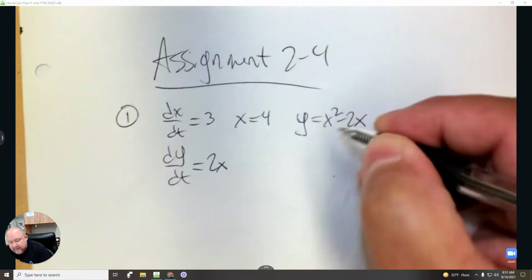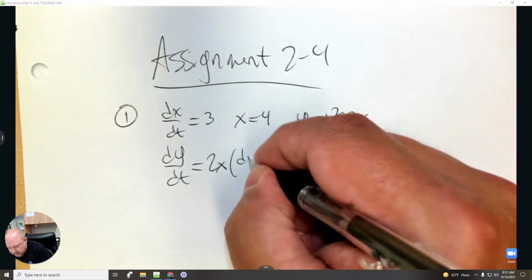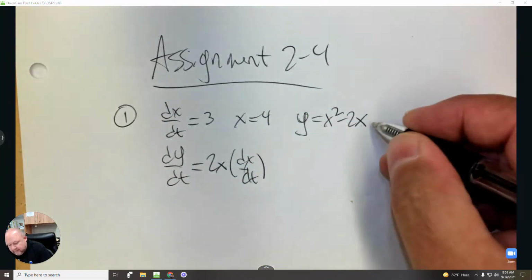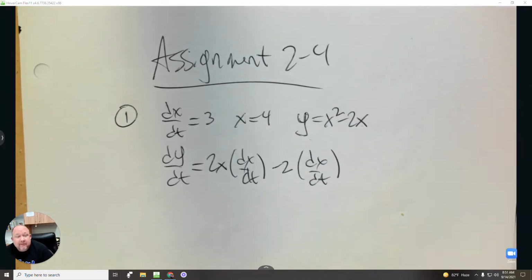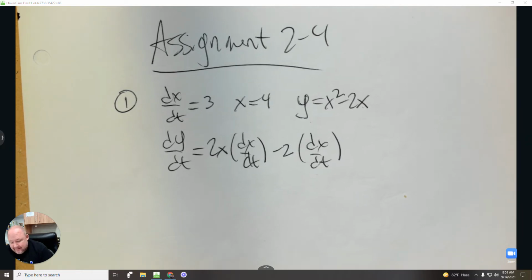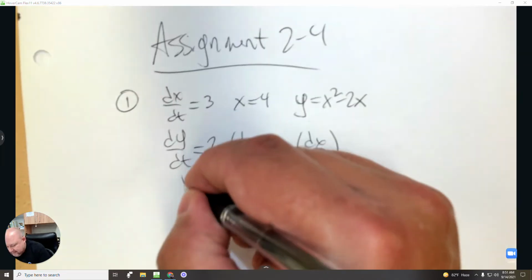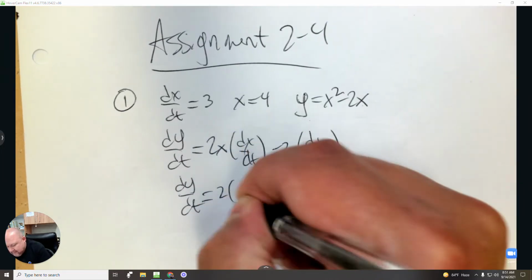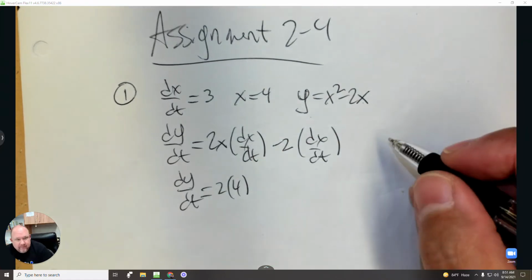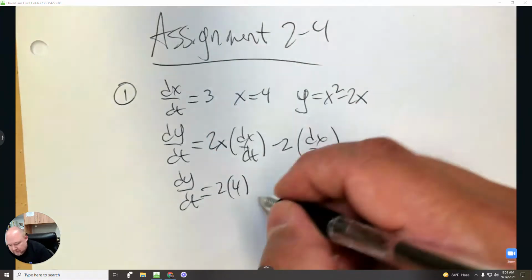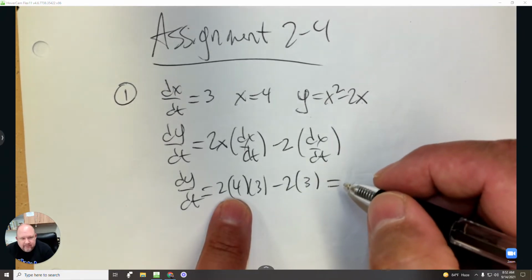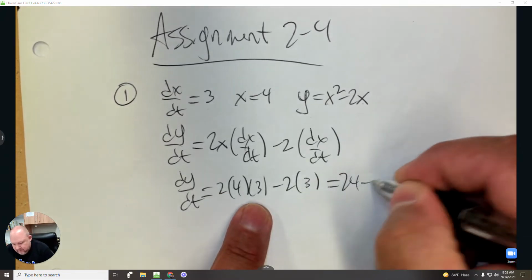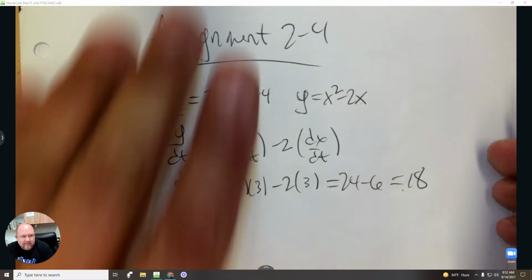So the derivative of x squared is 2x, but we need the hook. The derivative of negative 2x is negative 2, but I need the hook. So every time you take the derivative and x is involved, it has that hook with respect to time. And now our goal is to find dy/dt. So the value of x is 4. dx/dt is 3. So now it's just some algebra. This is what? 8 times 3, 24, take away 6, so the answer is 18.